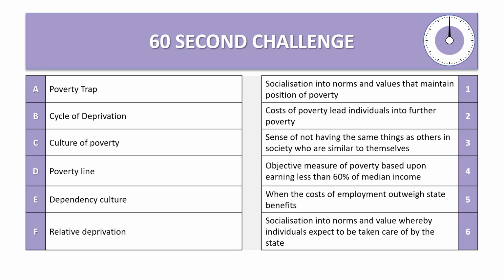What we want you to do is match up those concepts to the definitions on the right-hand side of the screen. So socialization into norms and values that maintain the position of poverty, the costs of poverty leading individuals into further poverty, the sense of not having the same things as others in society who are similar to themselves, an objective measure of poverty based upon earning less than 60% of the median income, and when the costs of employment outweigh state benefits, socialization into norms and values whereby individuals expect to be taken care of by the state. Match up the concept to the definition. You have 60 seconds, starting now.